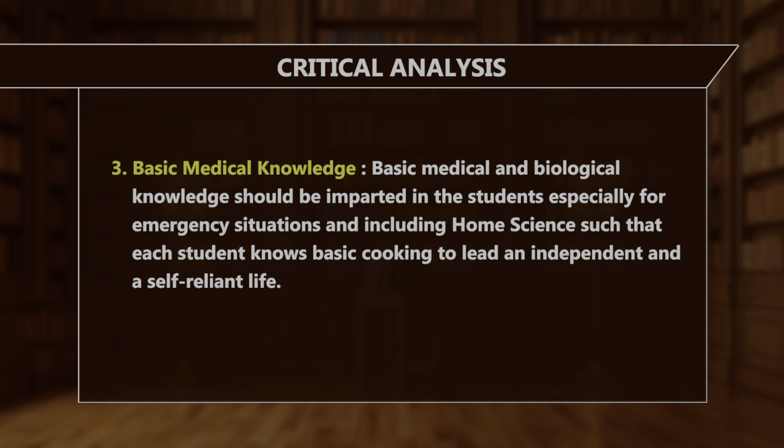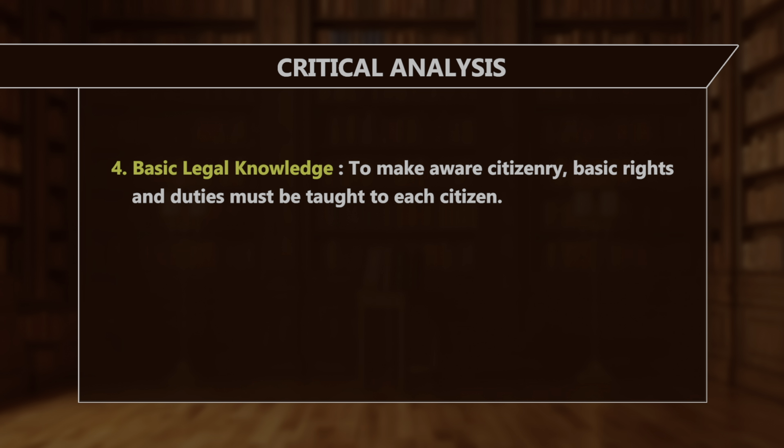Third is basic medical knowledge. Basic medical and biological knowledge should be imparted to students, especially for emergency situations, and including home science such that each student knows basic cooking to lead an independent and a really relevant life. Fourth, basic legal knowledge. To make an aware citizenry, basic rights and duties must be taught to each citizen.